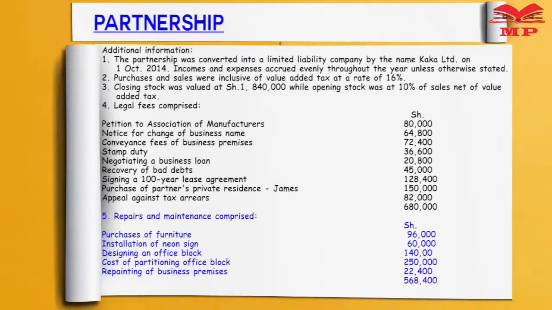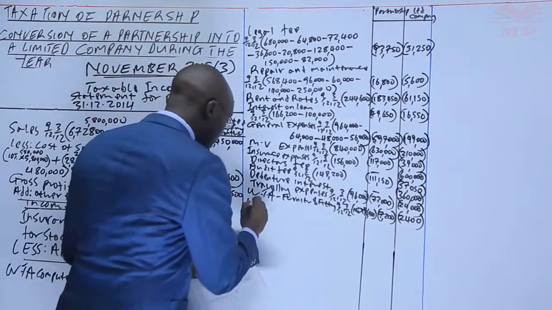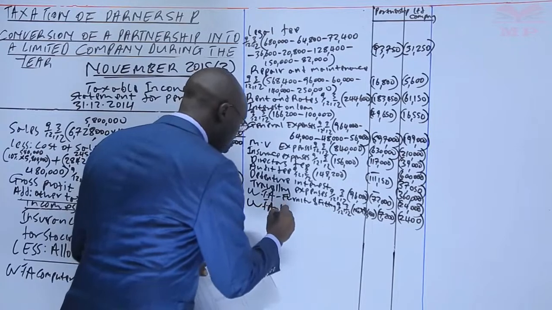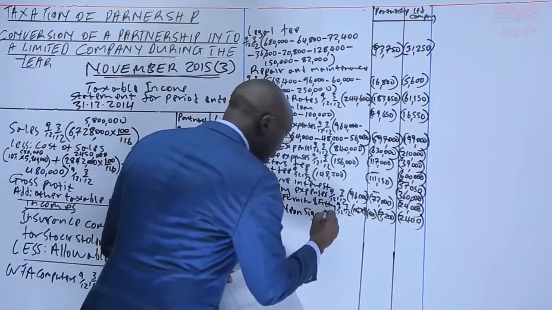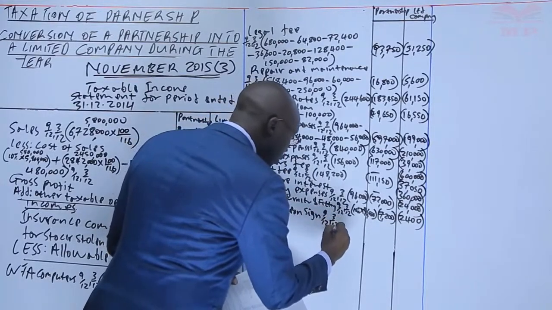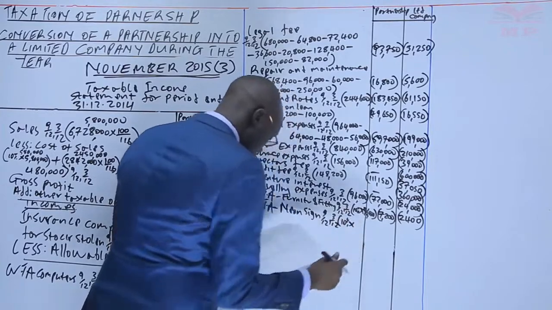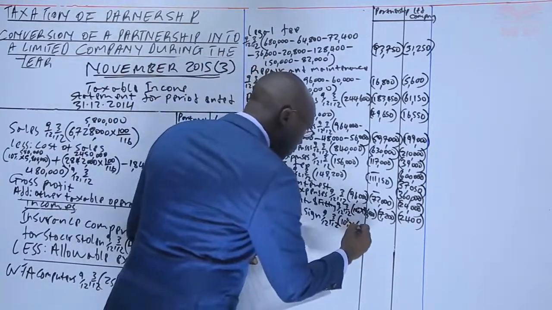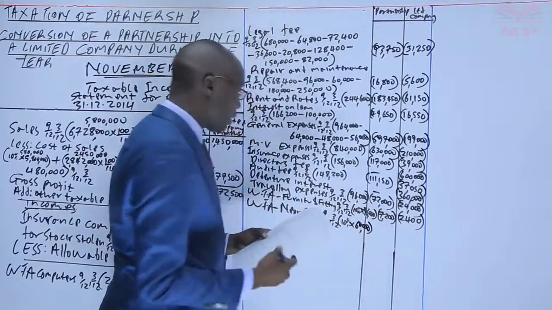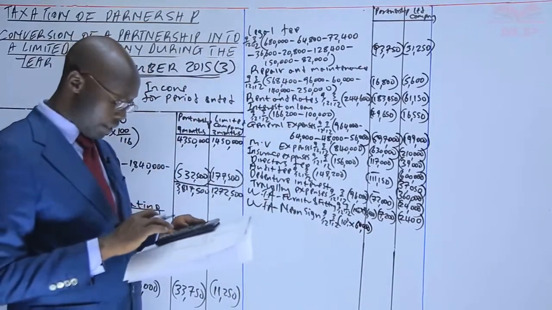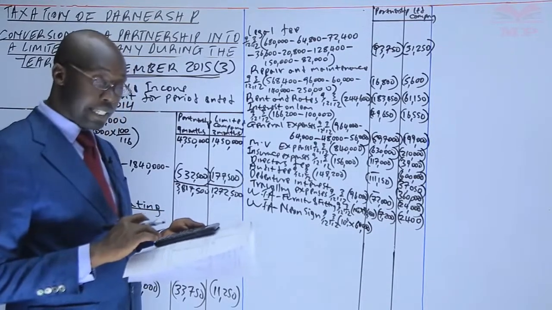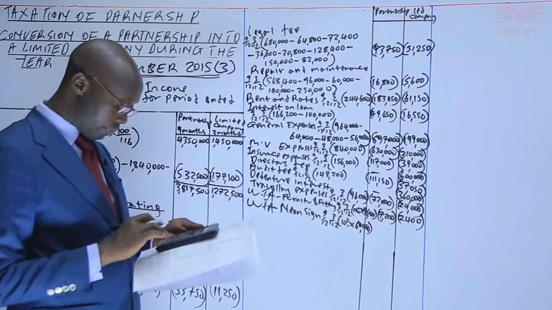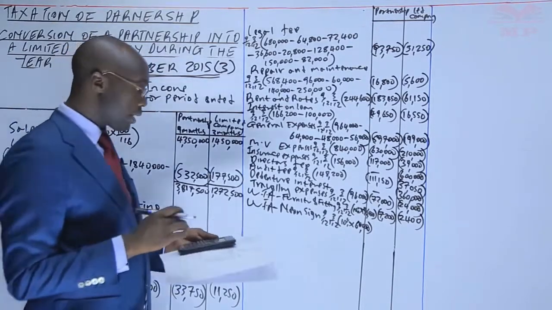So another fixed asset in point number 5 is installation of neon sign. That requires wear and tear as well. So wear and tear allowance on neon sign, which we are supposed to have again 9 over 12, 3 over 12 of 10% of 60,000. So we take 10% of 60,000. That is 6,000 times 9 over 12. That gives us 4,500.